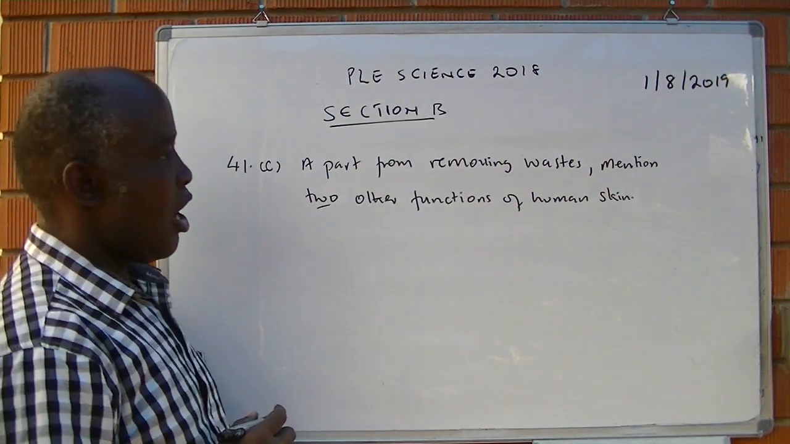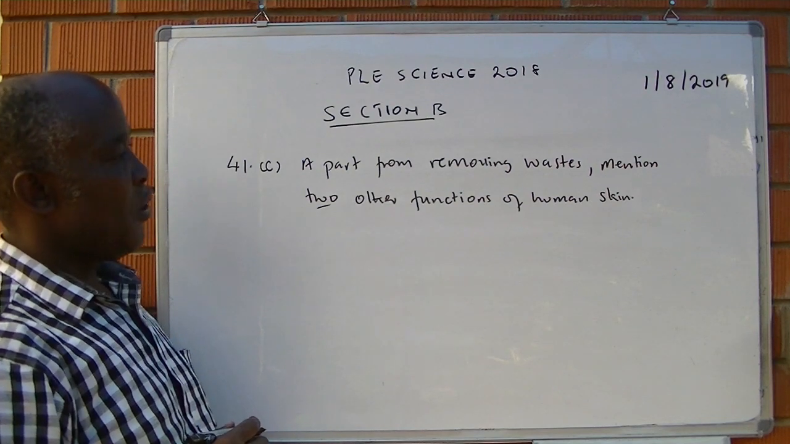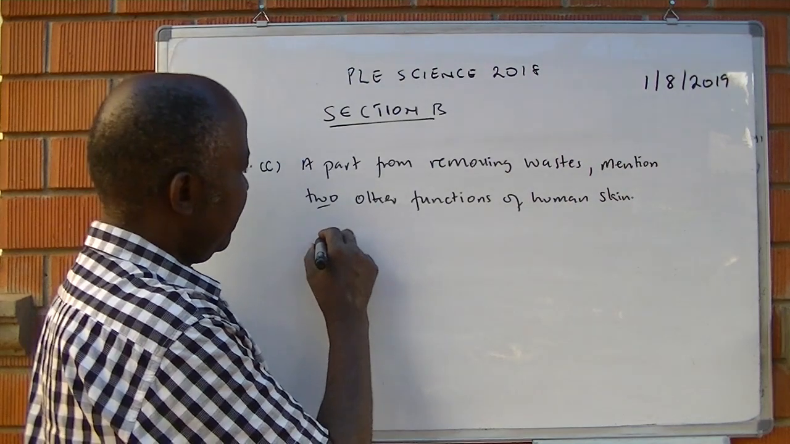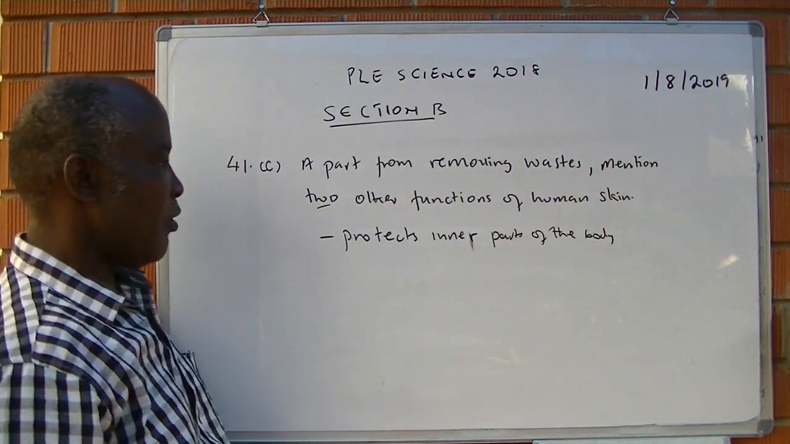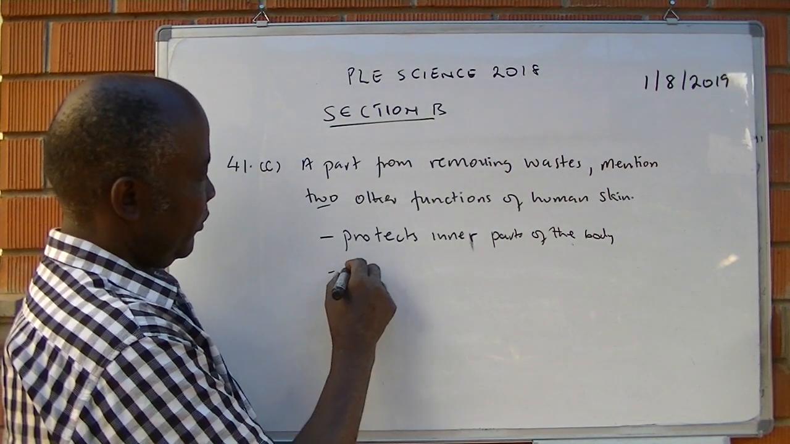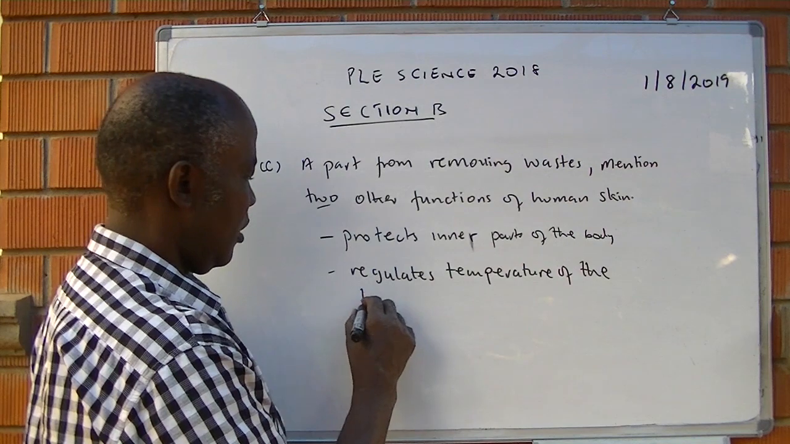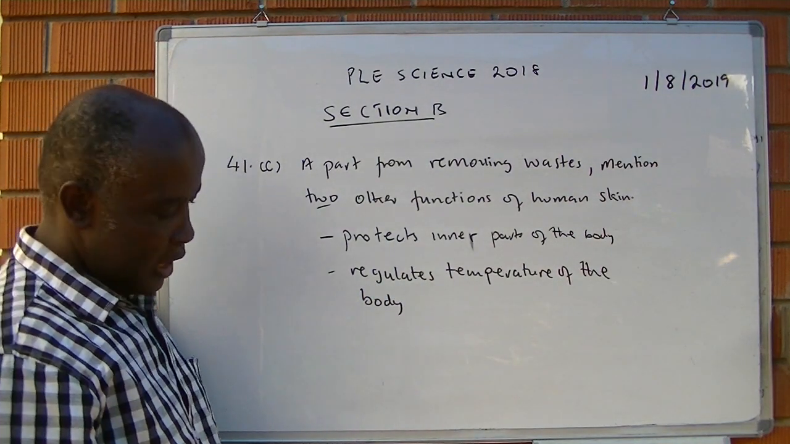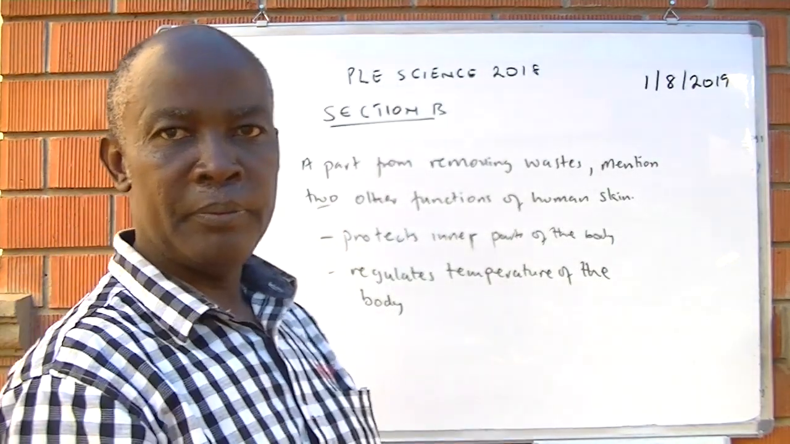C, apart from removing wastes, mention two other functions of human skin. Protects inner parts of the body. Regulates the temperature of the body.